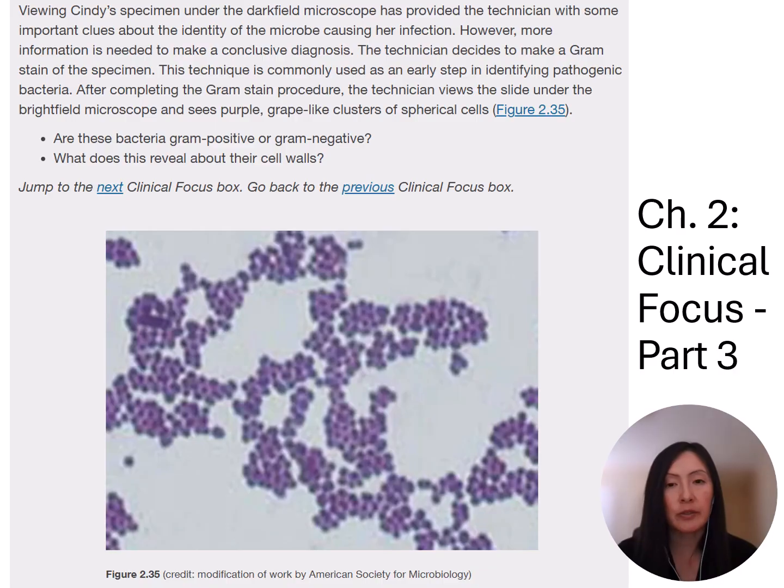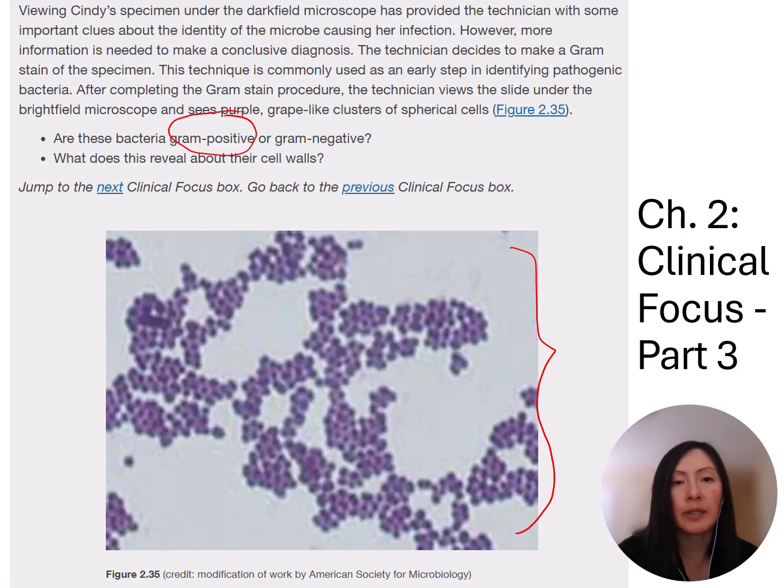Going back to our clinical focus problem, the lab tech decides to do a gram stain and gets these results. So I see purple cells, that tells me they must be gram-positive, and their cell walls must have a thick peptidoglycan layer.